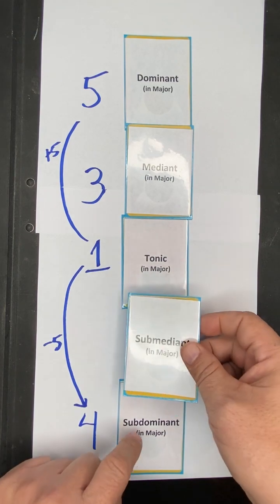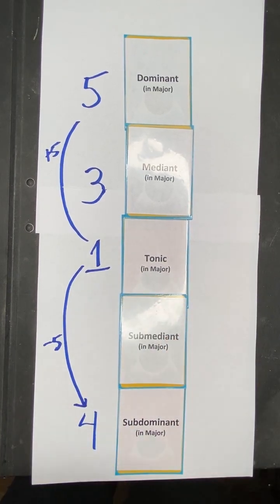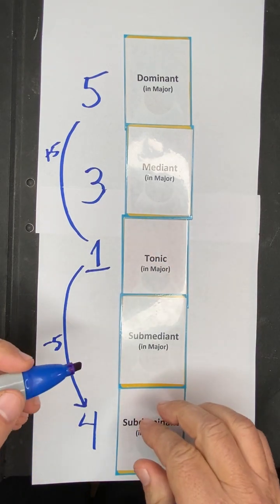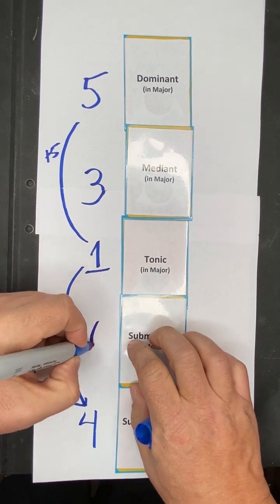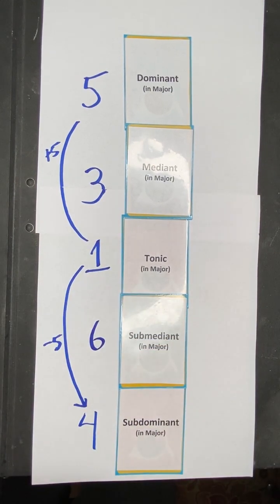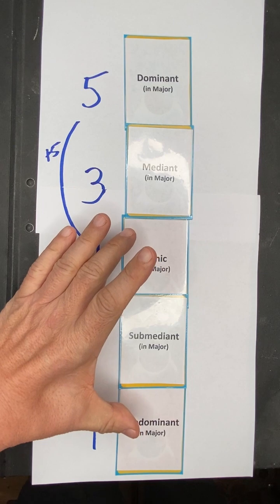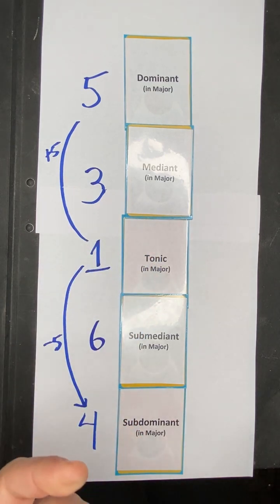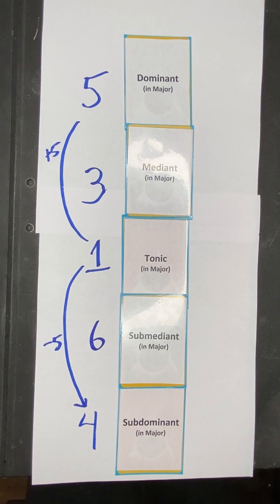So submediant doesn't mean below the mediant. It means the mediant below, from the tonic down to the subdominant. So that's a 6 right there, halfway between. So it's the mediant between tonic and the subdominant, okay? Now we just have 2 more chords.